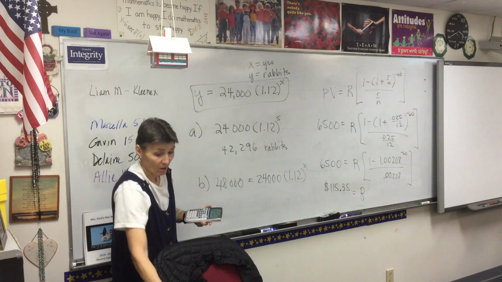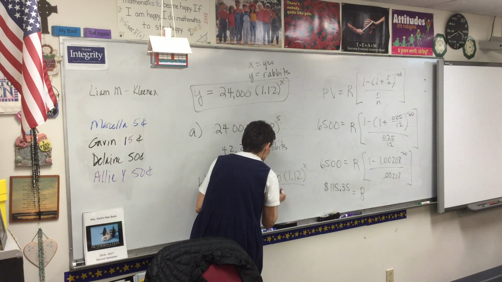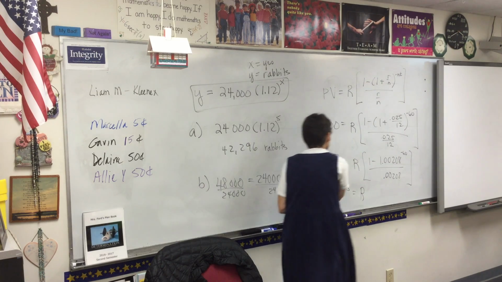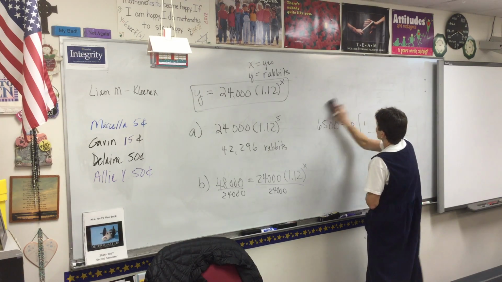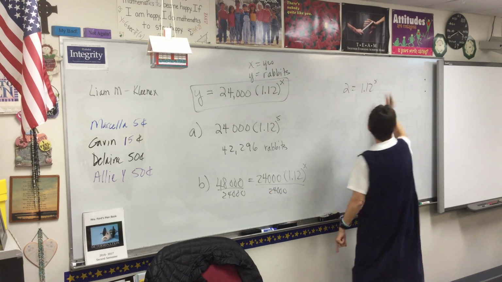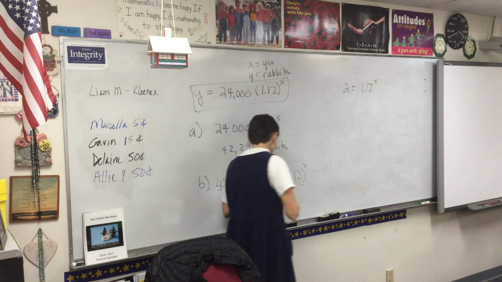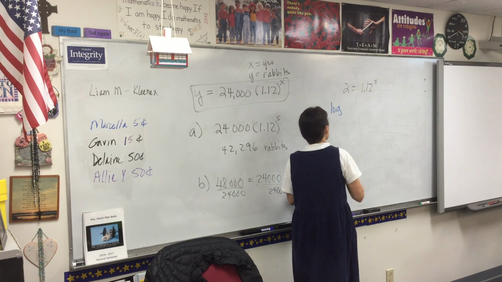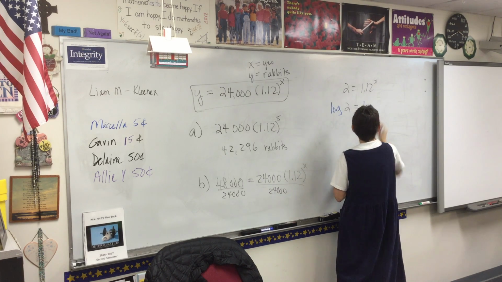All right? How do we solve that? Divide by 24,000. So that leaves us with 2 equals 1.12 to the x. Now we take the logarithm of both sides. Do not forget you're taking the logarithm of both sides. That's the only way that you can do the next step, which is what?